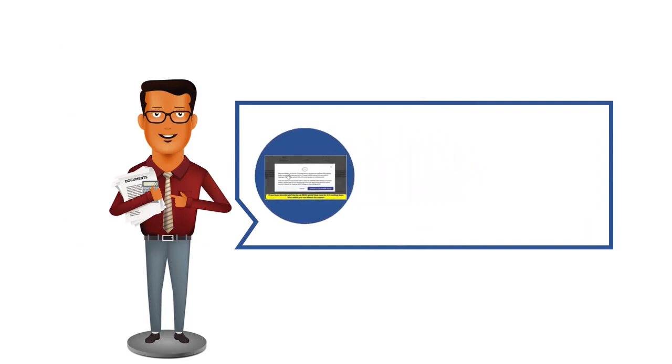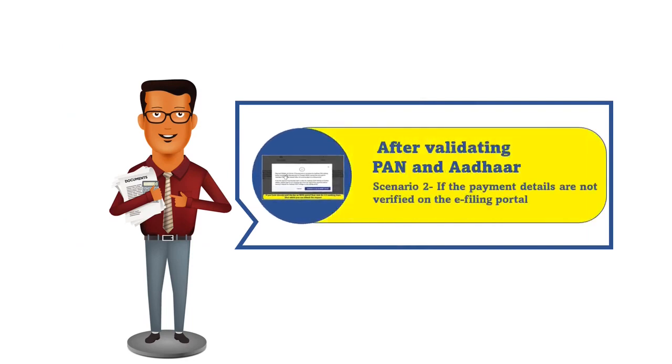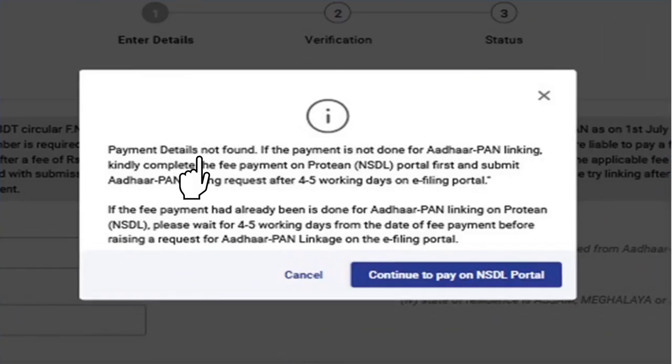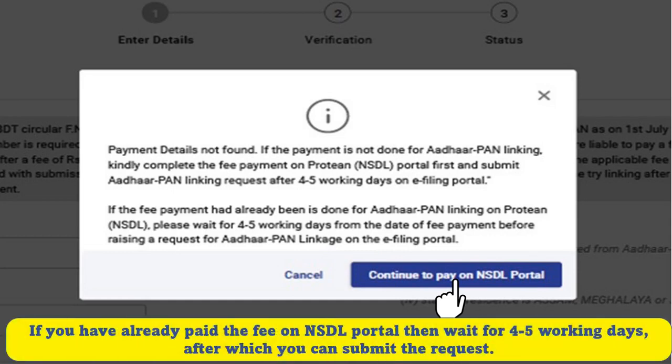However, if the payment details are not verified on the e-filing portal, you will get a pop-up message which says payment details are not found. Click on Continue to pay on NSDL portal for the payment of fee, as the payment of fee is prerequisite to submit Aadhaar PAN link request. If you have already made the payment of fee on the NSDL portal, you are advised to wait for 4 to 5 working days and then again submit your request.